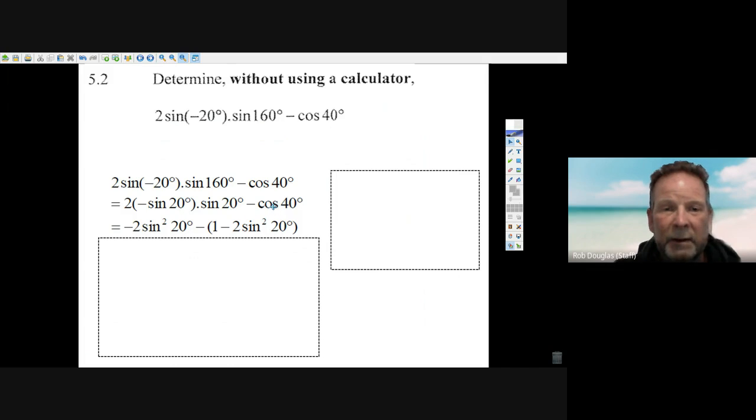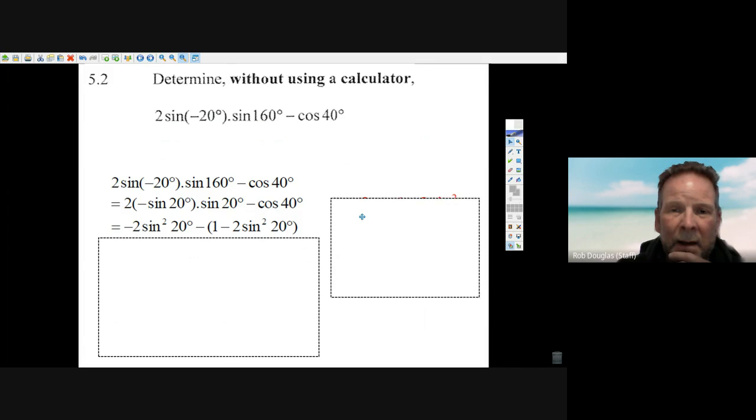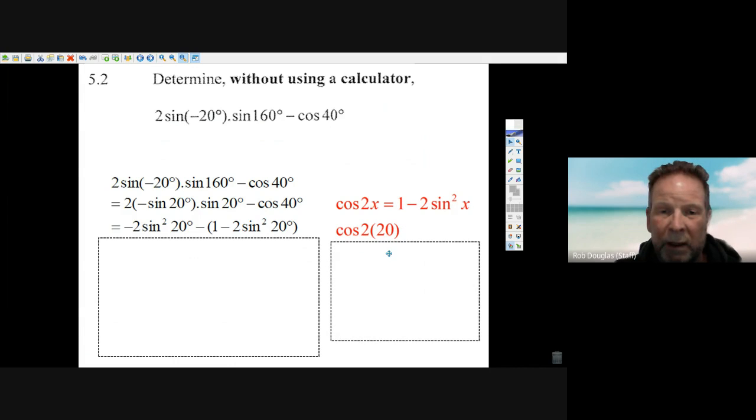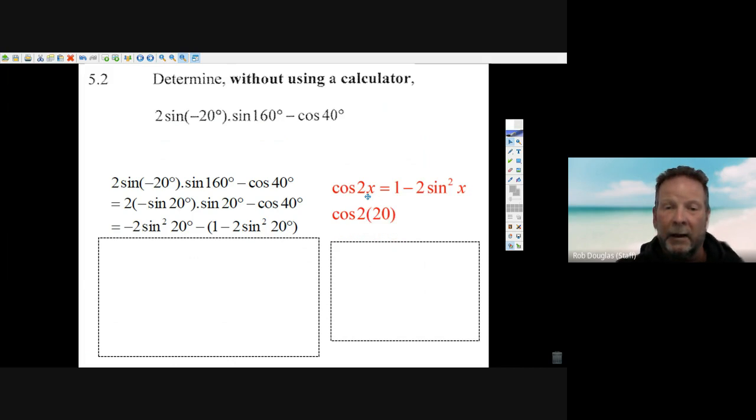Now let's look at this cosine of 40 degrees. Hey, isn't that the cosine of 2 times 20? And you know that the cosine of 2 times an angle is 1 minus 2 times the sine squared of that angle. So the big trick is here, the cosine of 2 times 20 is really 1 minus 2 times the sine squared of 20 degrees. Take a close look at this identity, which is also in your formula sheet. Cosine 2x is 1 minus 2 sine squared.